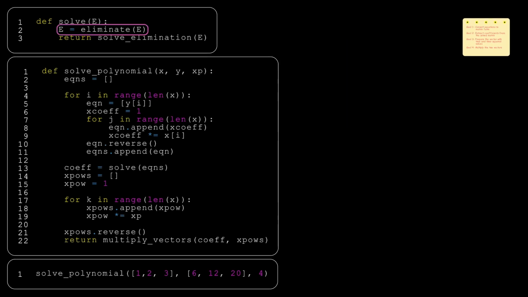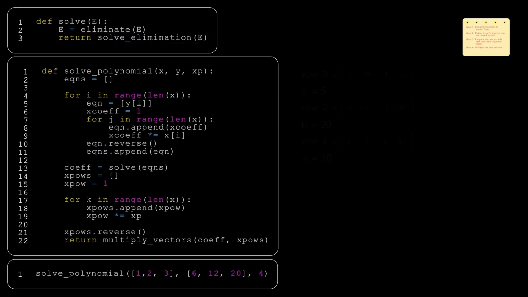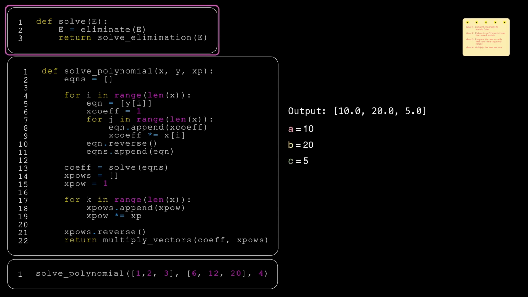In our last video, we explored how the eliminate and solve elimination functions work. Here's a recap on how the solve function operates. It first calls the eliminate function, which performs elimination to transform our system of equations into an upper triangular matrix. The solve elimination function takes over next. It back substitutes the values from the triangular matrix to find the solutions for each variable. Together, these two steps solve the system of equations and return the coefficients of the polynomial.